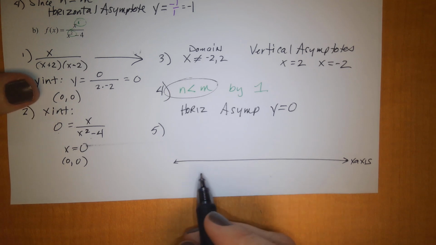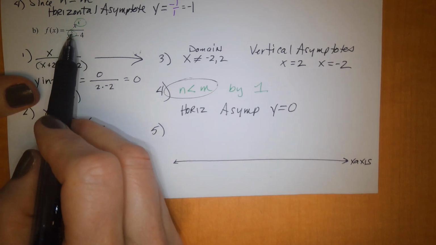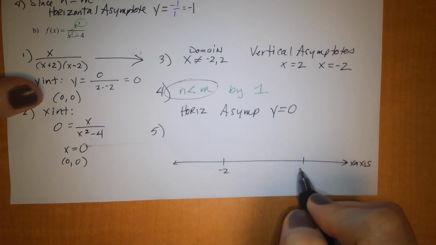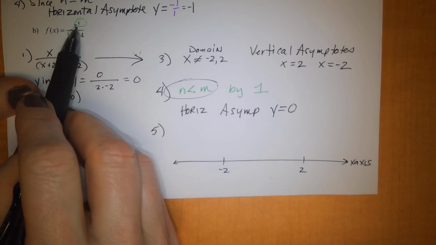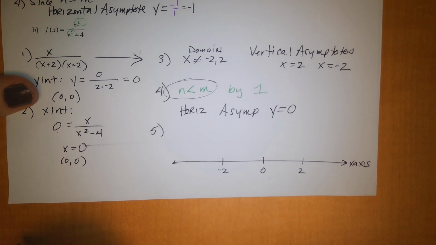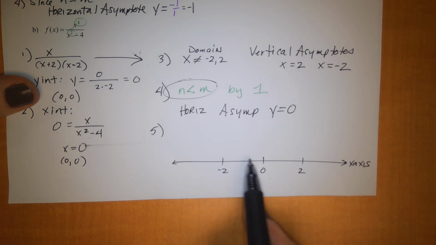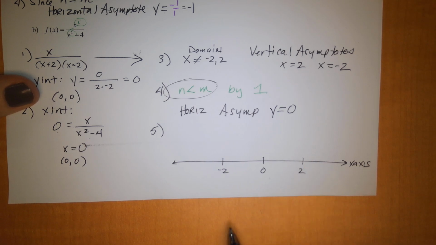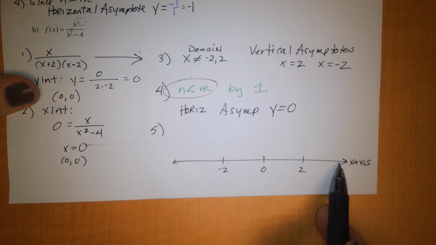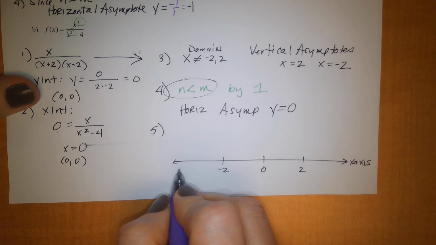I know I want to break this up into intervals at what makes the denominator 0, which is clearly -2 and 2, but also what makes the numerator 0, because sometimes that can also be a critical point that we want to analyze. So I'm going to test 1, 2, 3, 4 different intervals with different test points to see what's happening in each of those intervals.